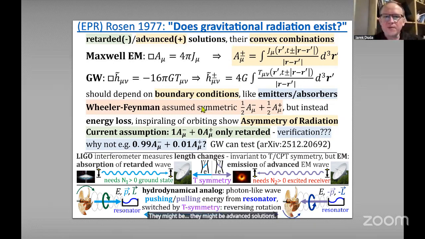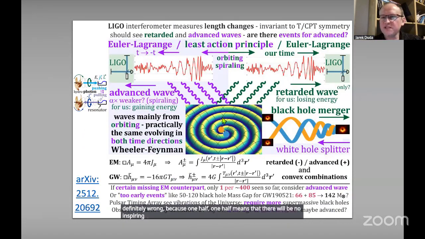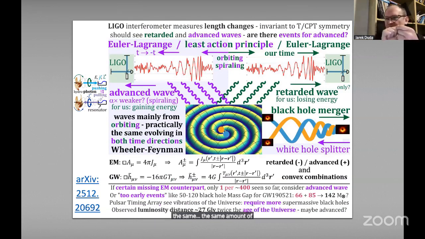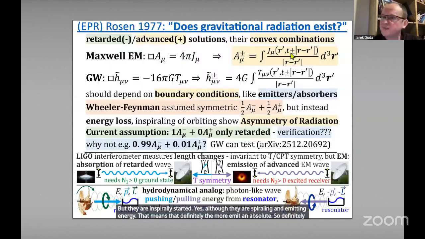And yes, Wheeler-Feynman, as Terry mentioned, assumed this 1/2, 1/2. But this is definitely wrong, because 1/2, 1/2 means that there will be no spiraling. So 1/2, 1/2 means that they would be circulating infinitely. The same amount of energy would be absorbed and emitted. But they are in a spiraling state. Yes, so they're spiraling and emitting energy. That means that definitely they emit more than they absorb. So definitely the retarded are stronger than the advanced.